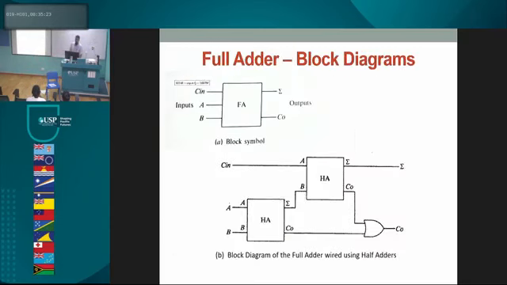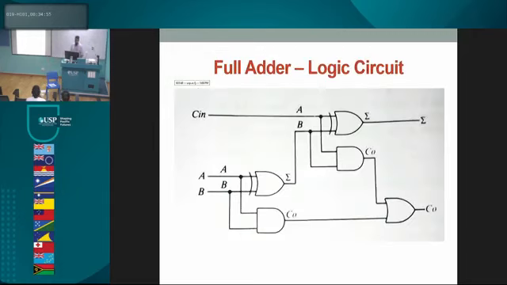So then there's something called a full adder. This is a full adder, 2 half adders. But even this full adder has a limitation. What is the limitation? It can only hold 2 bits. The sum is capable of 2 bits. So again, we run into some sort of problem, right?